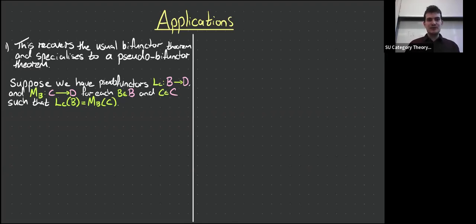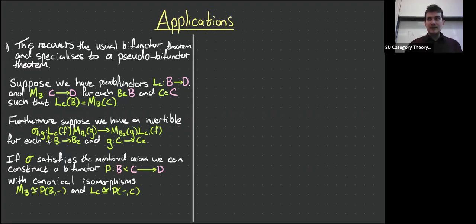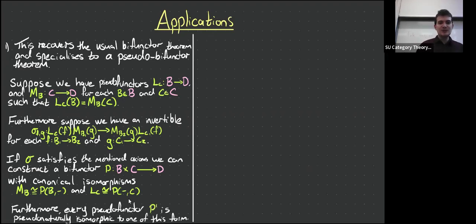So suppose we now have pseudofunctors. I won't go through all of the details. The important difference is when we specialize to the pseudofunctor case, we make the distributive law invertible. And if sigma satisfies the above mentioned axioms, then we'll construct a bifunctor which satisfies this property we were hoping it would satisfy. And furthermore, every pseudofunctor P prime is pseudo-naturally isomorphic to one of this form, where you get the families M and L quite canonically, I think, by just fixing elements. So that was the thing we ended up using, which was nice.